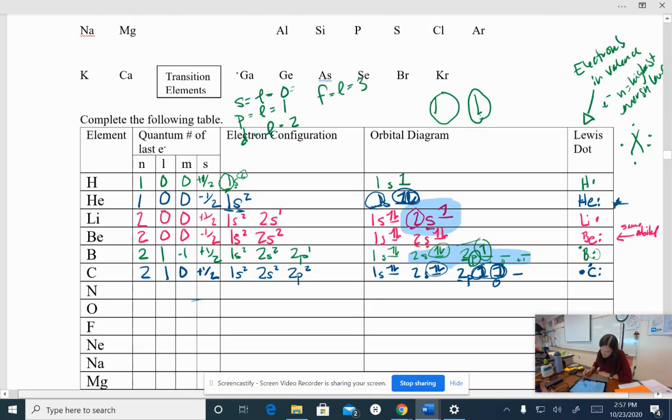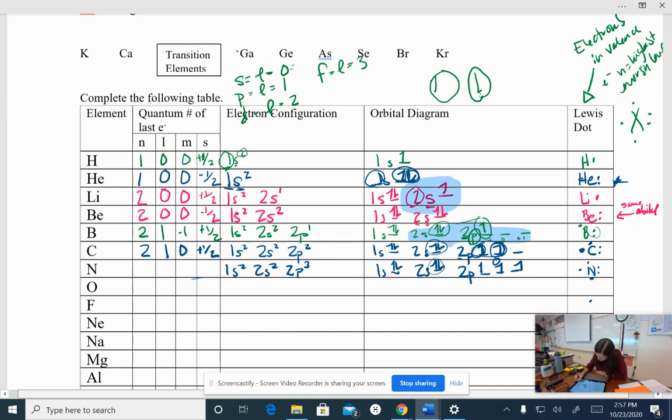So when I look at this, I now have 1s2, 2s2, and 2p3. So 1s up and down, 2s up and down, 2p up, up, up. My dot picture for nitrogen is going to look like this. I'm going to have the 2 electrons in the s orbital, a single electron in the -1, a single one in the 0, and a single in the positive 1 orbital. That needs to stay there.